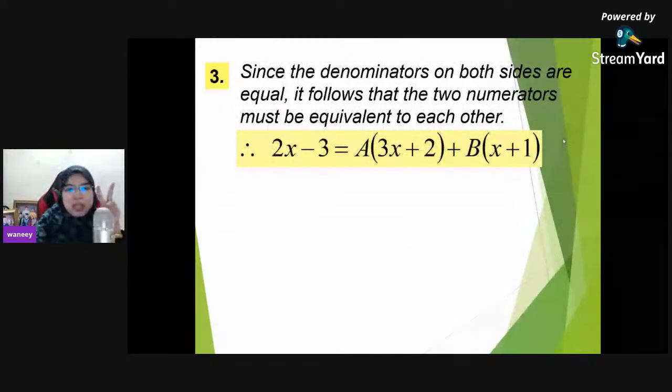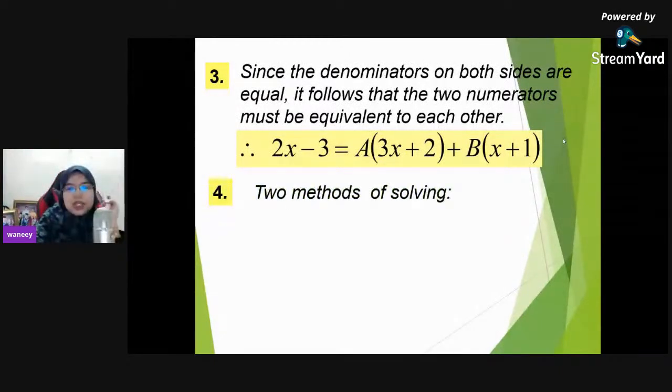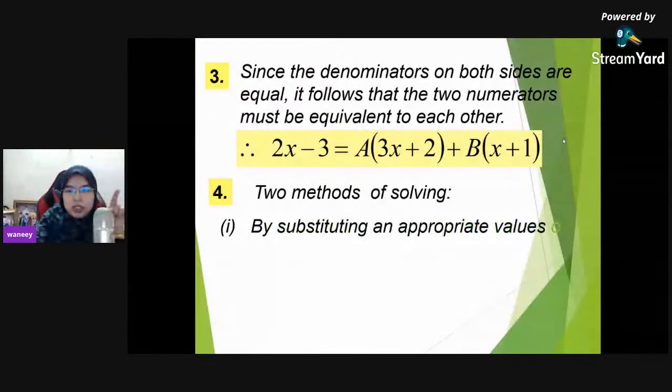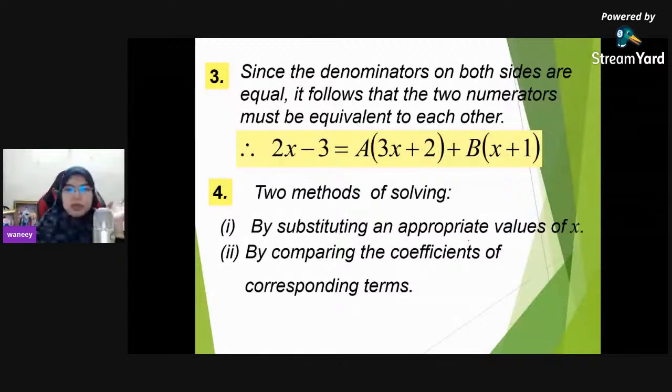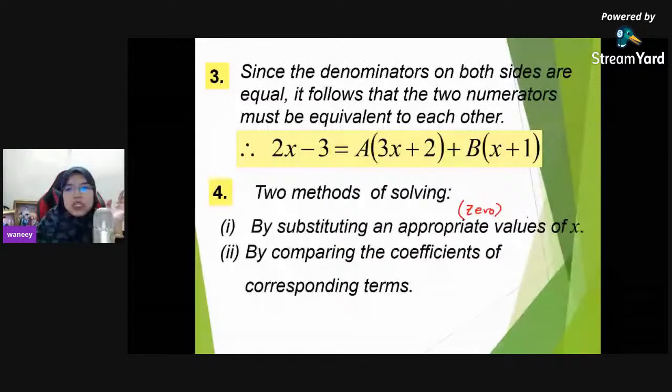There are two methods to solve this. You can either use substitution or you can compare coefficients, either one. By substitution, you can substitute any value of x that you want, but normally I prefer to substitute the zeros of the denominator. For example, the zeros of the denominator are negative 1 and negative 2 over 3. So I prefer to substitute with negative 1 and negative 2 over 3. But of course, you can actually substitute any number.